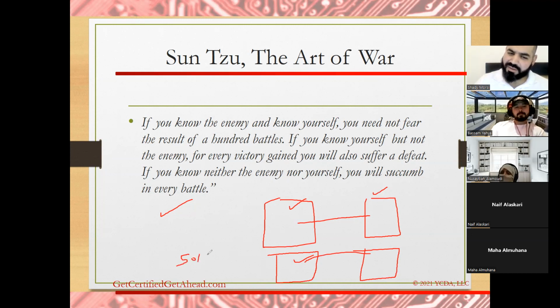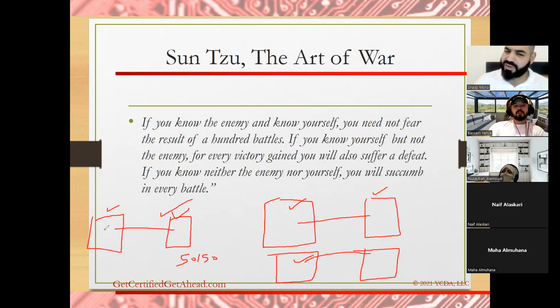Let's look at the worst case scenario. You don't know yourself. You don't know what your vulnerabilities are. You don't know what kind of threats exist in the wild. What is the vulnerability? What is the chance that there is a threat that will compromise your network?